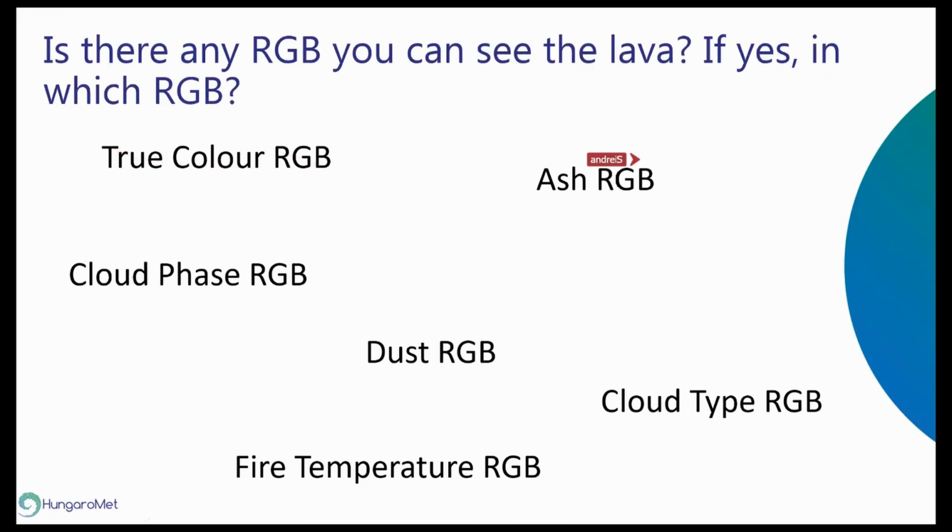Can we see the lava from the satellite? And if yes, which RGB would you use? Would you try to see it? Think about the images we have seen in the movie. Yes, I see the fire temperature marked. Okay, nice, nice. I will just erase and then we will look at a couple of loops about the eruption.